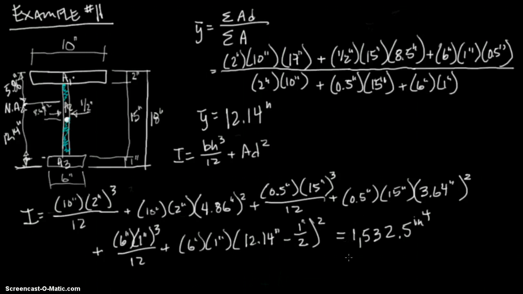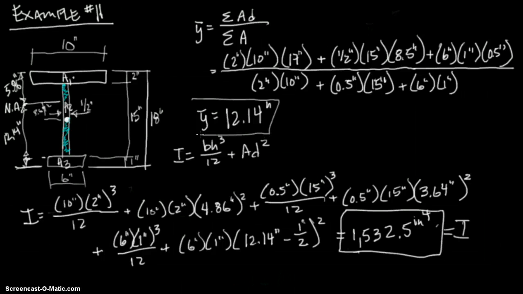There you go. We'll go ahead and check this. And 1532.2. I had 1532.5, but that is close enough. Just rounding. That answer matches up, and we are good. Your two answers equals I. And your centroid, or neutral axis of this section, is 12.14 from the base here.